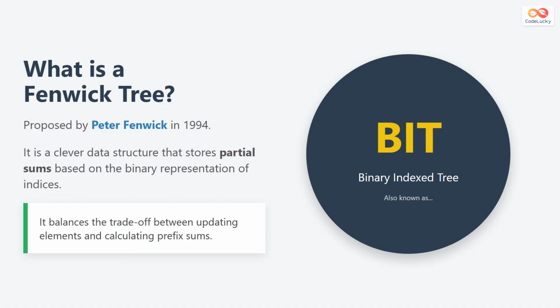Enter the Fenwick tree. Proposed by Peter Fenwick in 1994, it's a data structure that stores partial sums. It cleverly uses the binary representation of indices to balance the trade-off, allowing us to perform both updates and queries much faster than standard approaches.